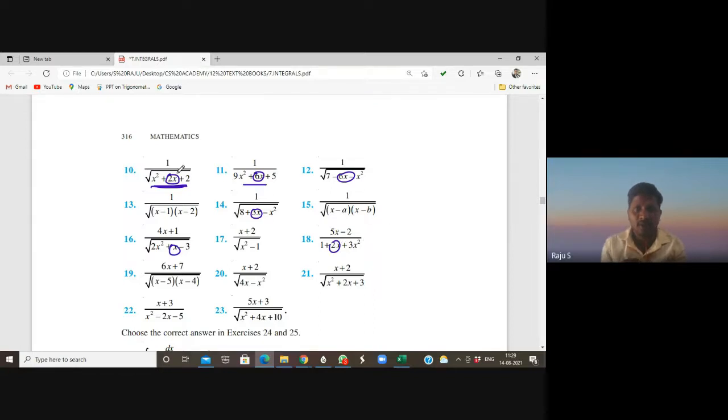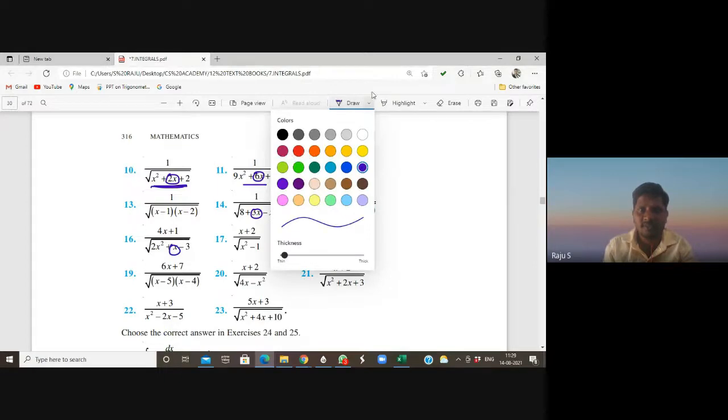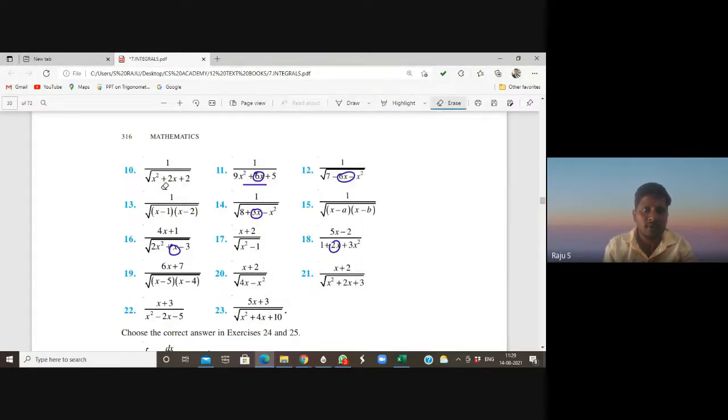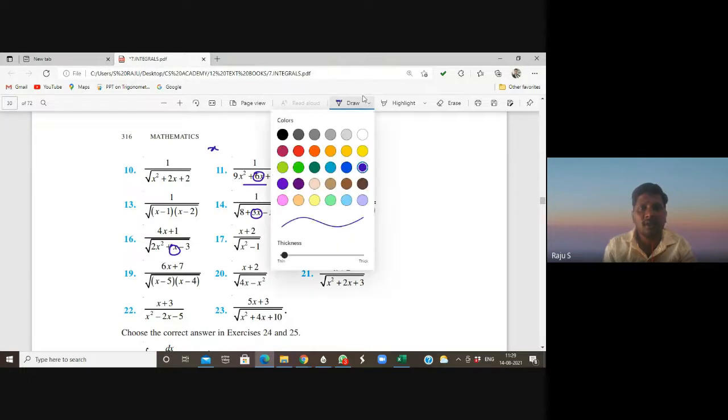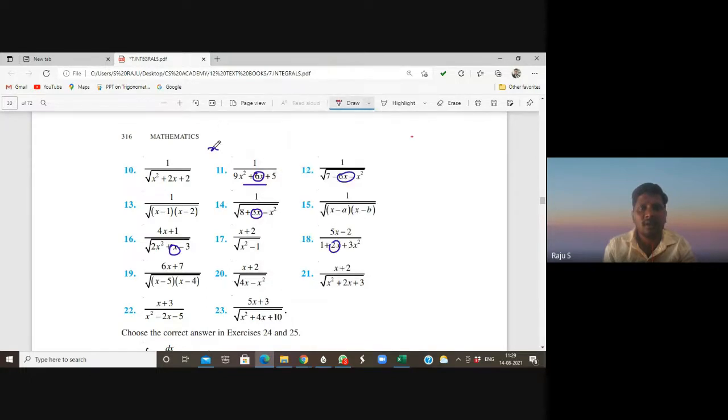Like here, for example, how can we change to the standard form? It is easy, I'll tell you. Let us take this quadratic expression alone: x square plus 2x plus 2. Here, x square plus 2x plus 1 plus 1. Shall I write like this? See here, x plus 1 the whole square plus 1. See here, it is a standard form.